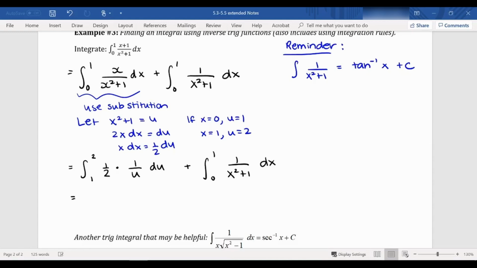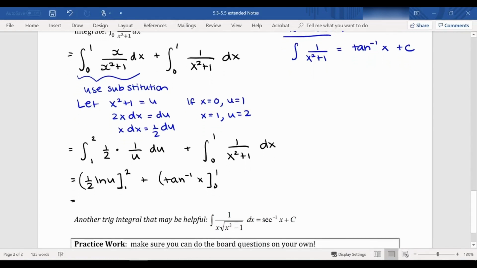So this one is going to give me 1/2 ln u from 1 to 2, and the other one is going to give me inverse tangent from 0 to 1. And when I evaluate this, this is going to give me 1/2 ln 2 minus 1/2 ln 1, plus inverse tan of 1 minus inverse tan of 0.